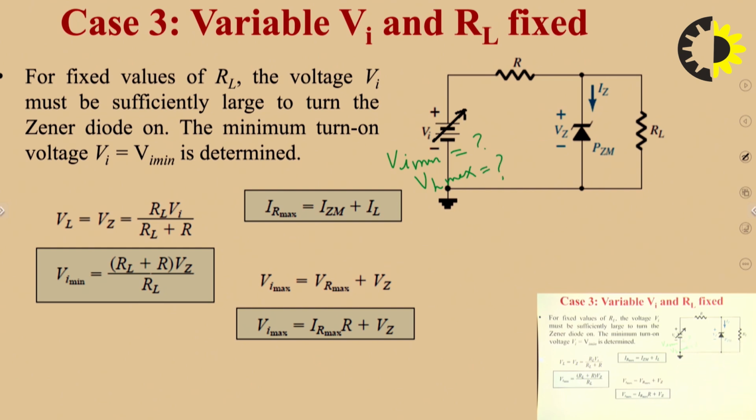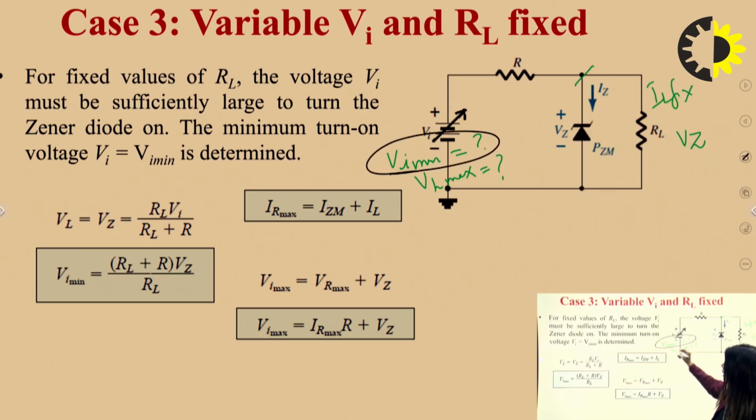Now in this particular part, IL is fixed. If IL is fixed and RL is fixed, VZ is also fixed, because VZ is equal to IL into RL. Right? From there, here this voltage is VZ. VZ is fixed, so VZ is equal to IL into RL. Okay. Then for finding out Vi minimum, we need to target these two values, Vi minimum and Vi maximum.